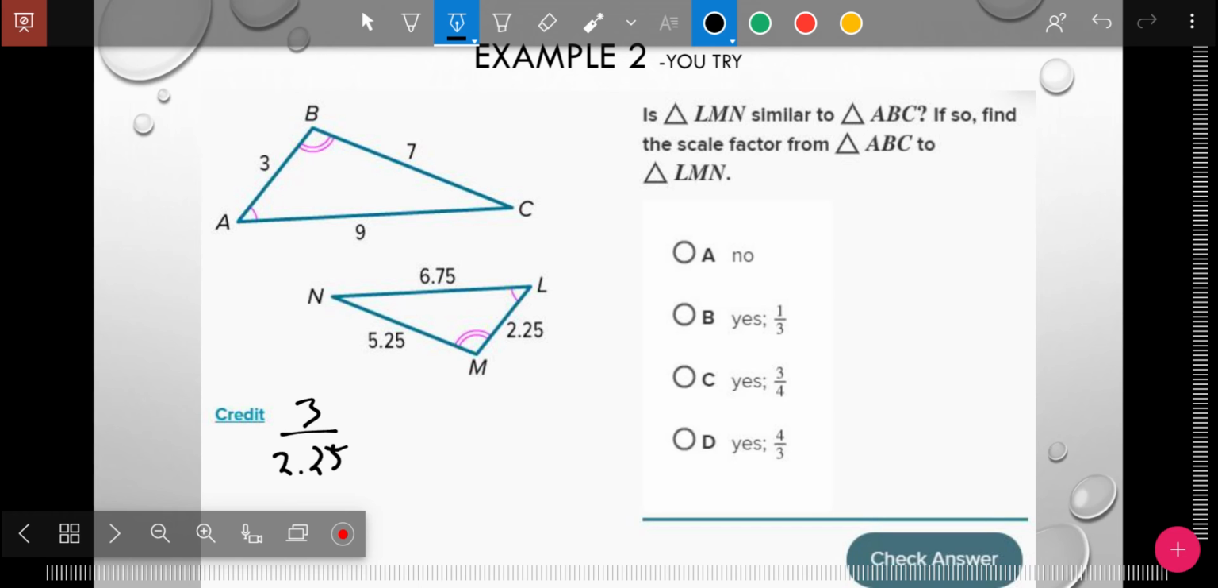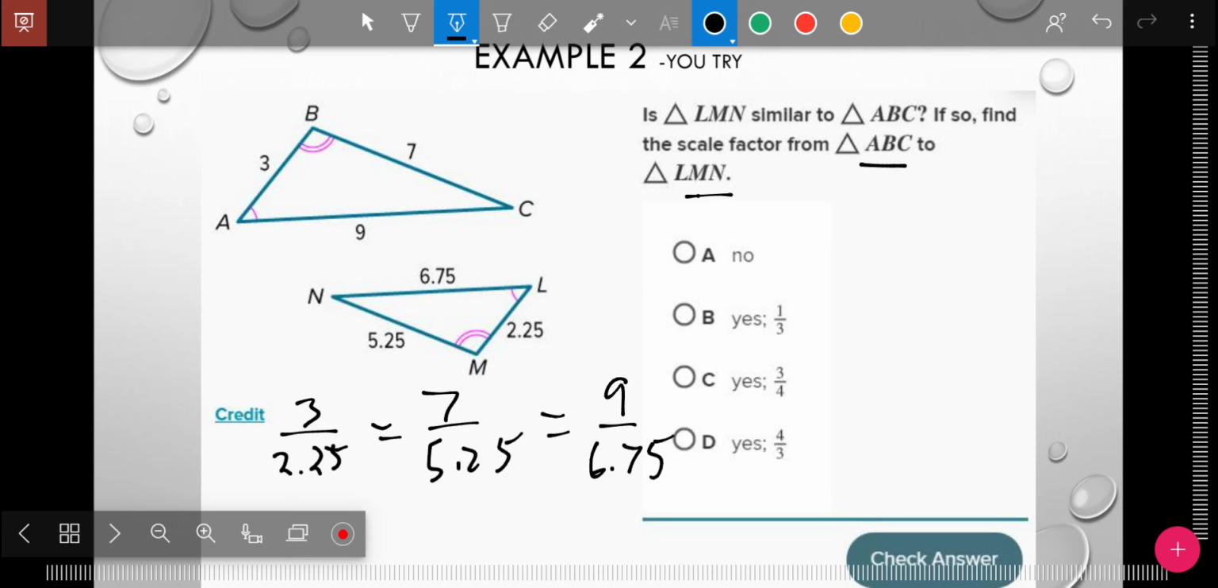Now, I used ABC on top because it said to go ABC to LMN. There's really kind of two right answers to this equation, but they tell you to go in a certain order, and so that's why I want to do it this way. All right, and so then I'll do 7 over 5.25 and 9 over 6.75.